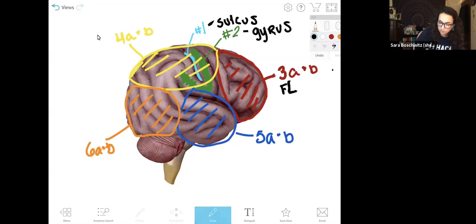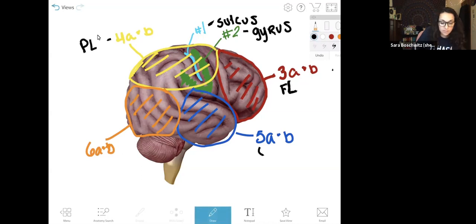So 4 up here, this is going to be the parietal lobe. And the parietal lobe processes sensory information. So that's where the sensory cortex lives. And just to add on, the frontal lobe is where the motor cortex lives as well, just to put that in there.